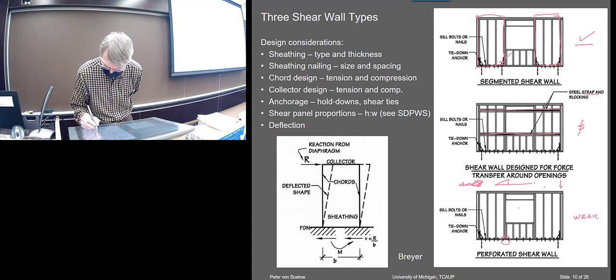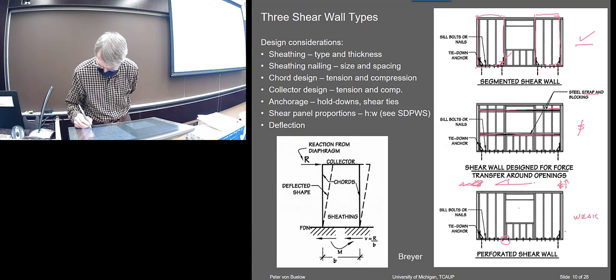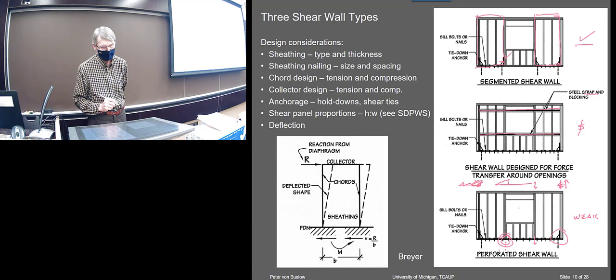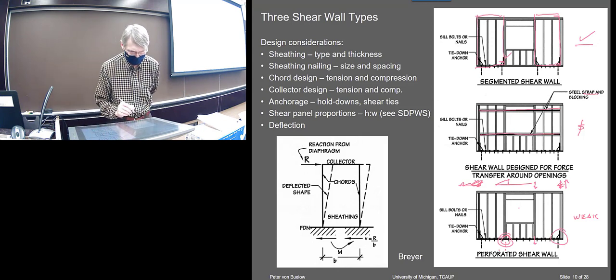If the force is going that way, then this is in tension, right? Which is where the hold down is. This is in compression, which would be okay. It would be able to withstand that and compress down. That's not a problem. This would be in tension, and that would be the problem. There'd be no hold down for that one. So that's the problem with that.